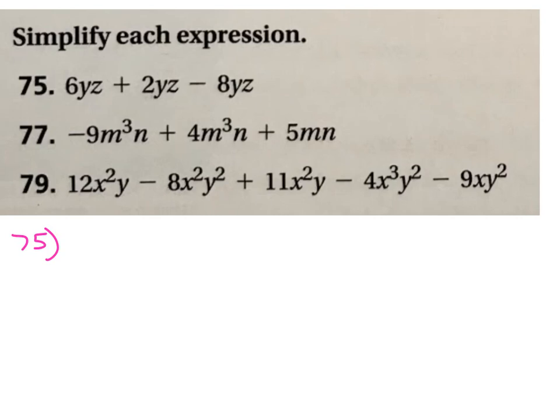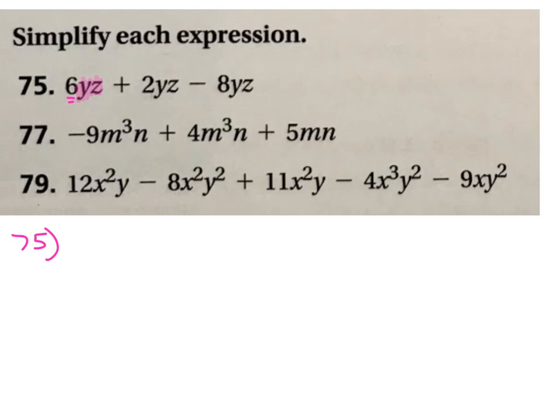Okay, so we're simplifying each expression by combining like terms, and what we need to do is be able to identify what is a like term. If we look at the first one, 75, 6yz, let's talk about which part is the kind of term. This right here, y times z, that's what the variable set is, okay? And 6 is just how many of them we've got. But the thing itself is y times z.